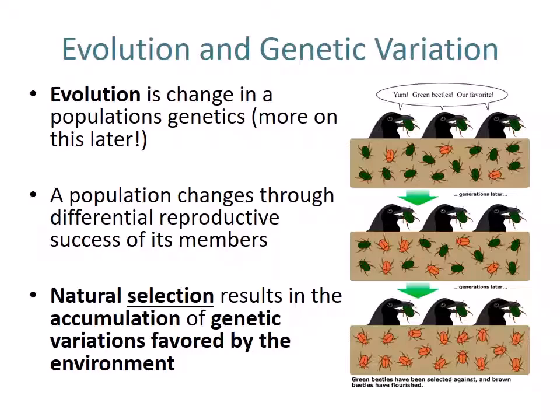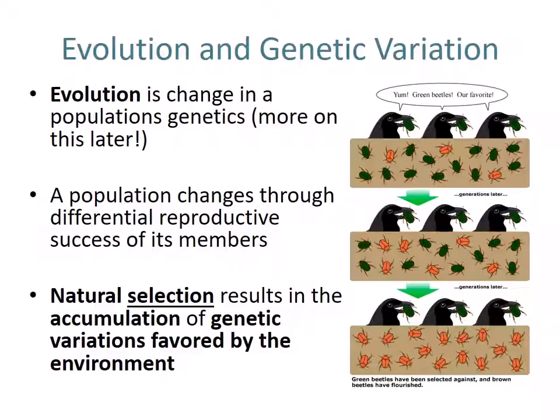And so over time, the green beetles are selected against and the brown beetles are selected for. So brown beetles are more likely to have offspring that are brown and offspring that would survive. So over time, we're going to have more brown beetles in this population of beetles. So that's an example of natural selection. So natural selection results in the accumulation of genetic variations that are favored by the particular environment or selected for by that particular environment.